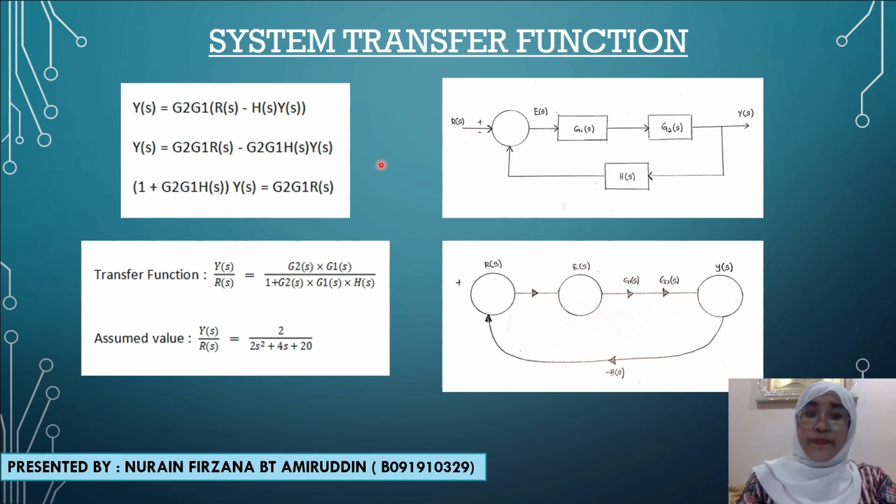From the block diagram, Y(s) is equal to G2 times G1, open bracket R(s) minus H(s) times Y(s), close bracket. From here, we get the transfer function, which is Y(s) over R(s) equal to G2(s) times G1(s) over 1 plus G2(s) times G1(s) times H(s). We assume the value for the system transfer function is Y(s) over R(s) equal to 2 over 2s squared plus 4s plus 20.